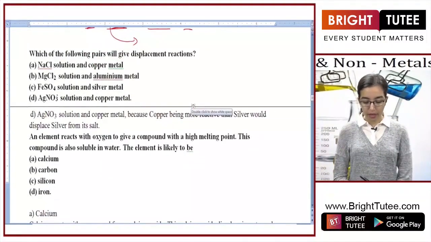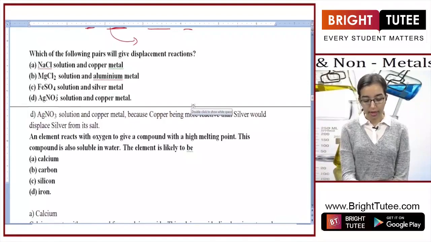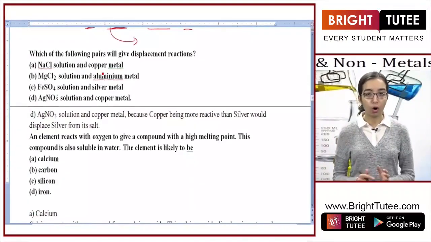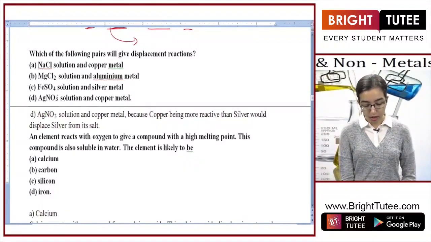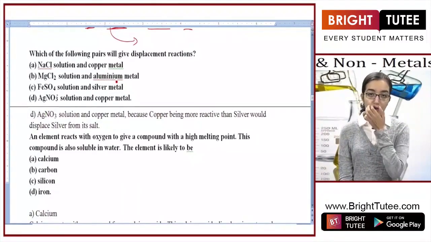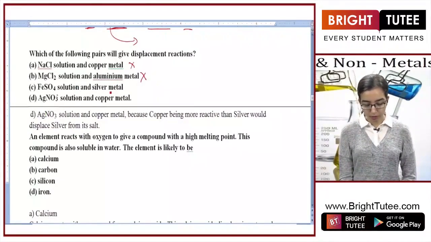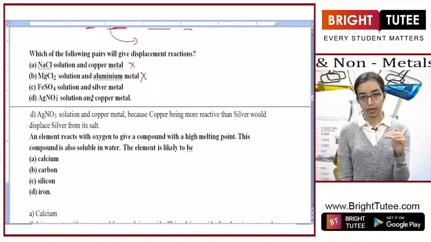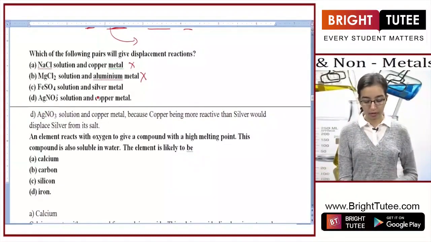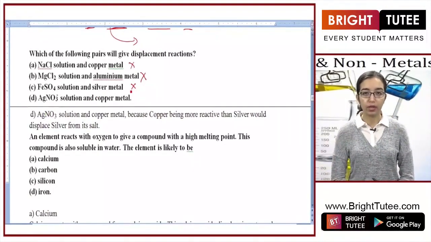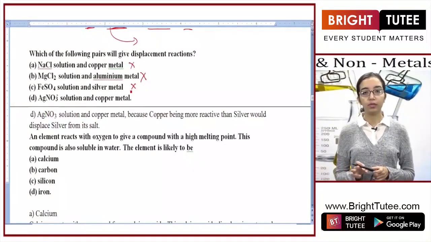Which of the following pairs will give displacement reaction? NaCl and copper metal. Now copper is less reactive than sodium, and that is why it will not be able to displace it. MgCl2 and aluminium. Now again, Mg is more reactive than aluminium, and that is why it will not show displacement reaction. FeSO4 and silver metal. Silver is amongst the least reactive metals, and iron falls in the medium category of reactivity, and that is why no reaction would occur here, because silver will not be able to replace iron from its compound.